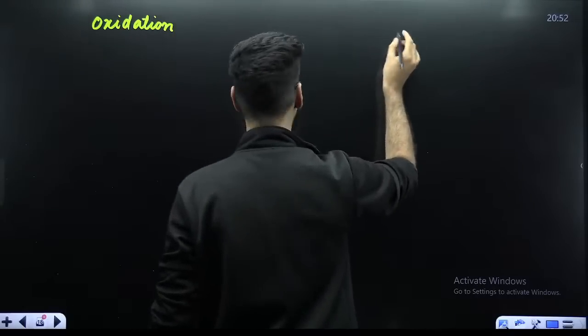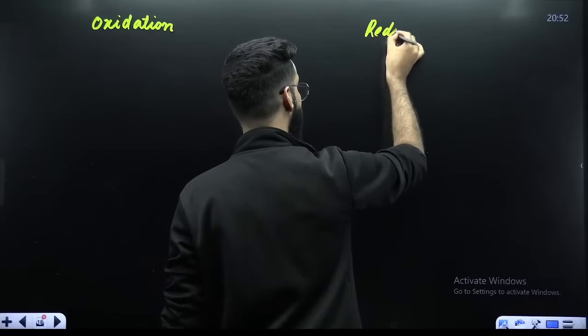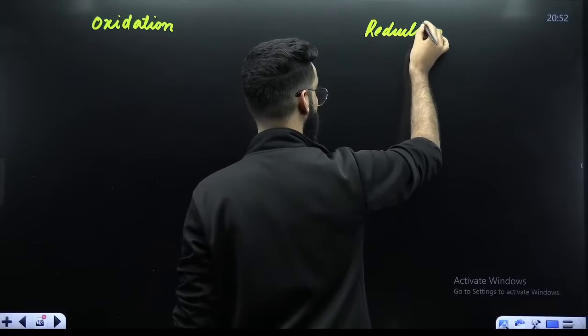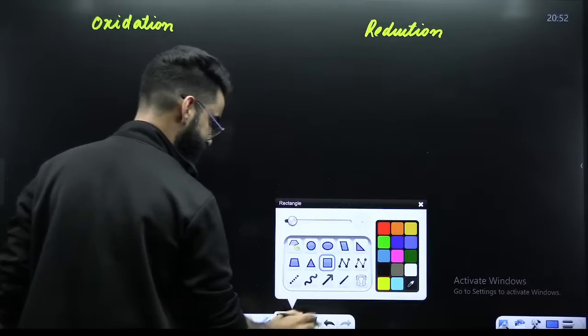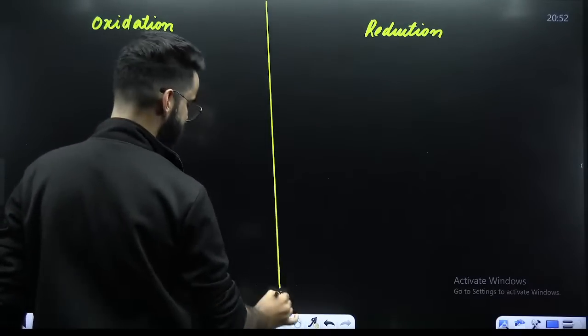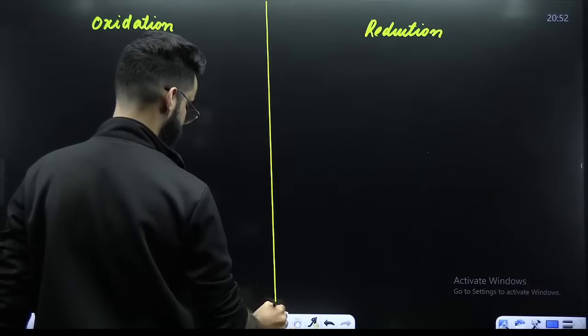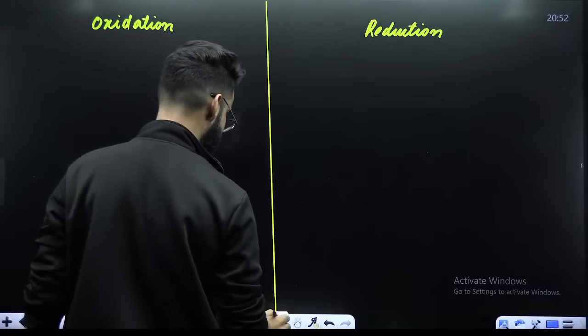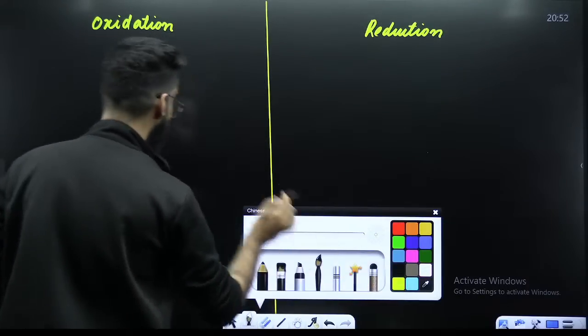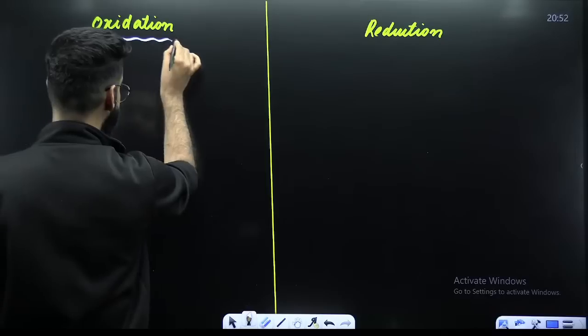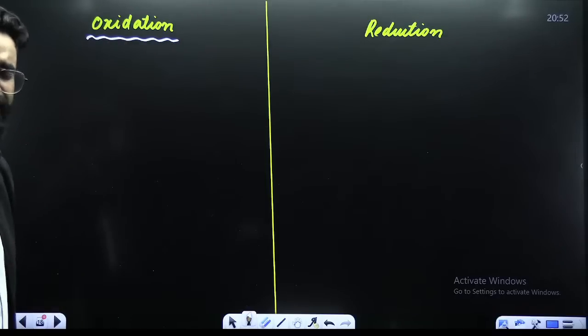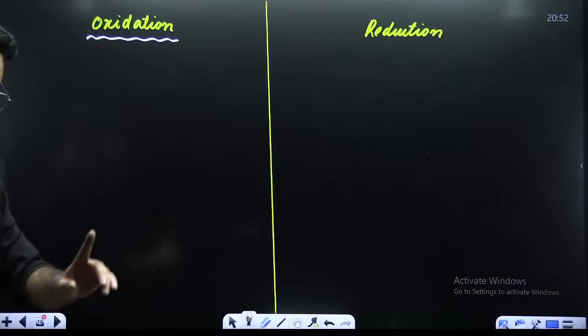Oxidation. So on one side, I'm writing oxidation. On another side, I'm writing reduction. One is your oxidation, one is your reduction. Try to understand, people, what exactly I'm going to say. What is oxidation exactly and what is reduction? Okay. So first of all, how do you exactly define the term oxidation? There are many ways by means of which you can define oxidation. Number one.